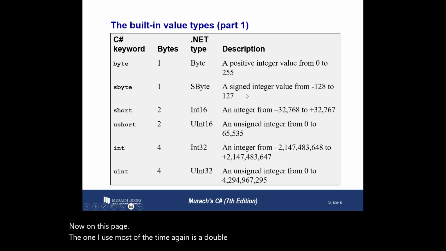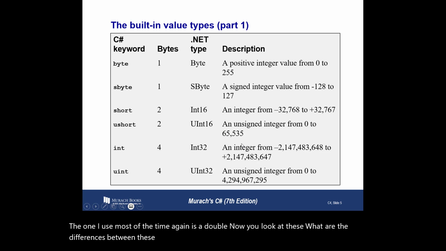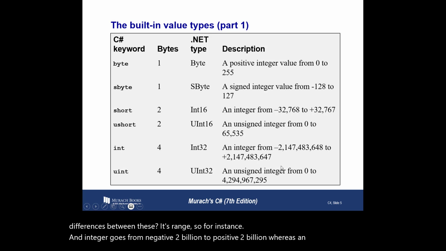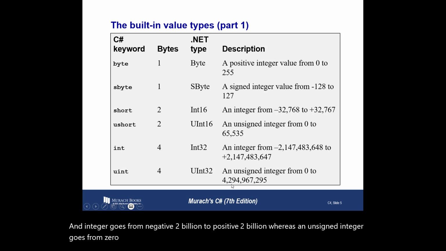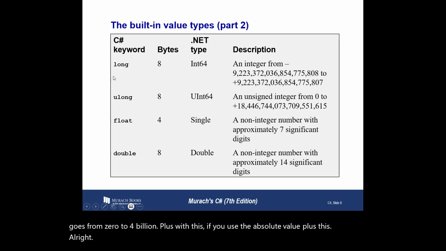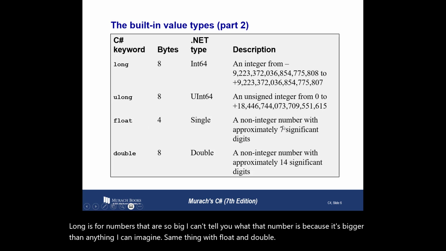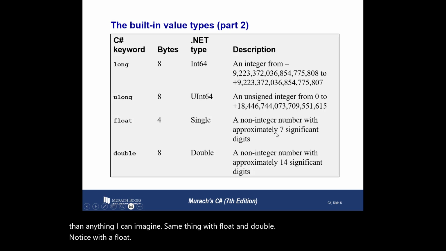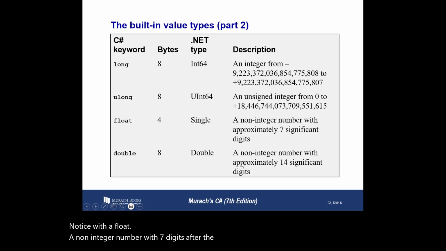Now, you look at these, what are the differences between these? It's range. So, for instance, an integer goes from minus 2 billion to plus 2 billion, whereas an unsigned integer goes from 0 to 4 billion plus. Long is for numbers that are so big, I can't tell you what that number is because it's bigger than anything I can imagine. Same thing with float and double. Notice with a float, a non-integer number, it has 7 digits after the decimal point, and the double is 14 digits.